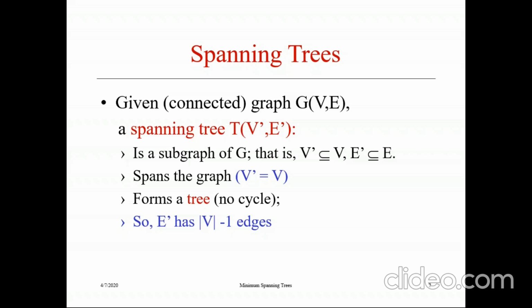The original graph gets spanned, and V' is equal to V, and it doesn't form any cycle, any circuit. That's why it actually acts as a tree. That's the naming convention given, spanning tree. And E', the number of edges the spanning tree has, is nothing but V minus 1 edges.